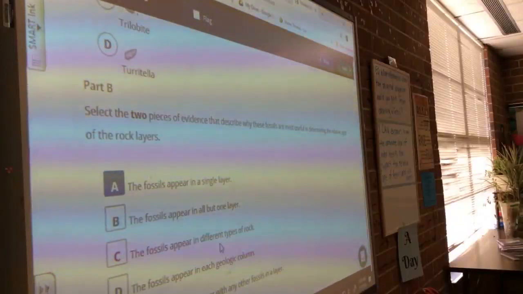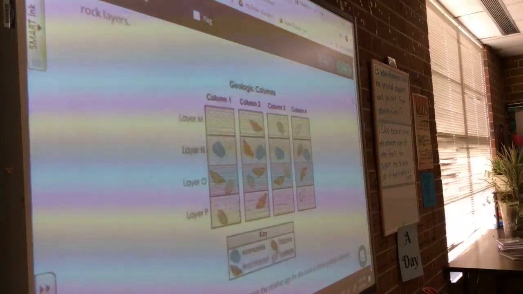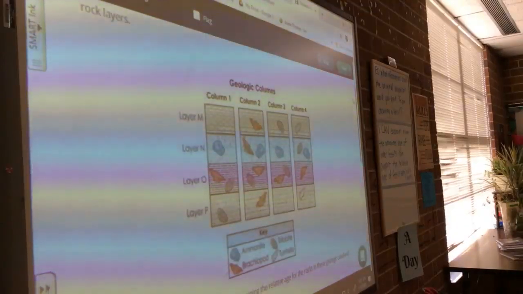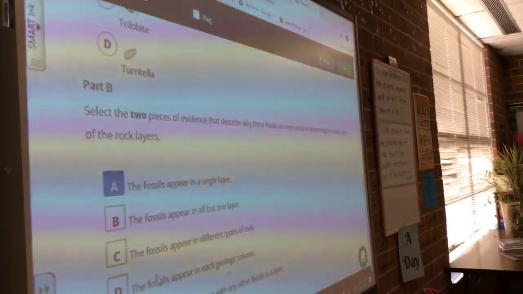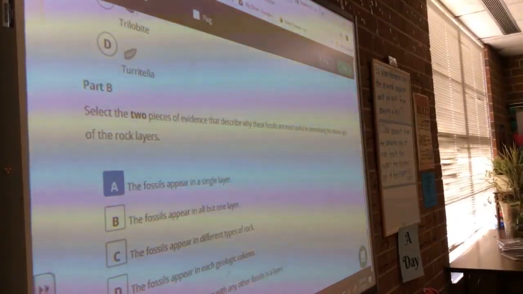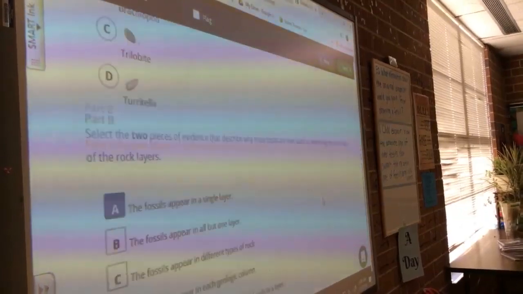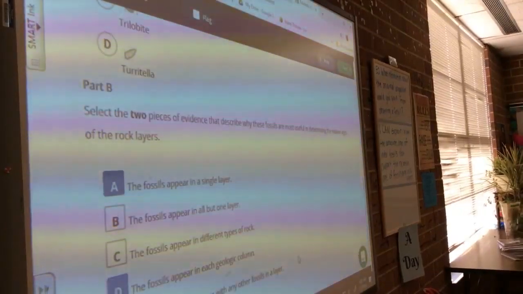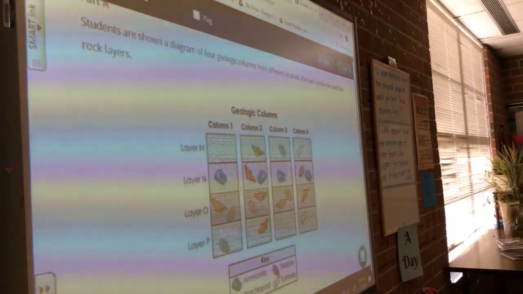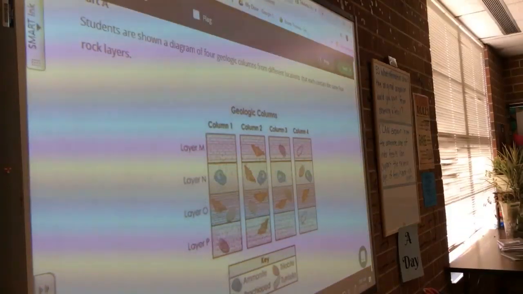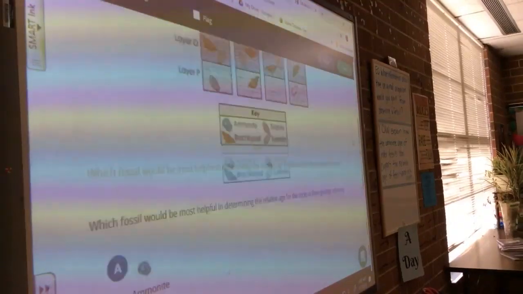So true or false, the fossils appear in different types of rock. Are they in different types of rock? No. Nope, they're all in the same kind. The fossils appear in each column, true or false? True. So if it's true, let's select it. The fossils do not appear with any other fossils in the layer. True or false? False. There's other fossils in there. So it's just those two. They're just in a single layer, and they appear in each column. That's why they make great index fossils.